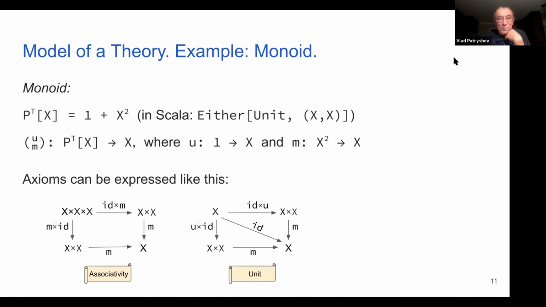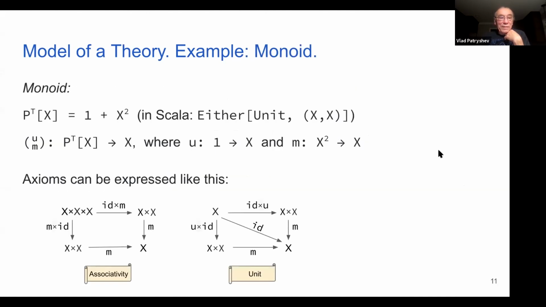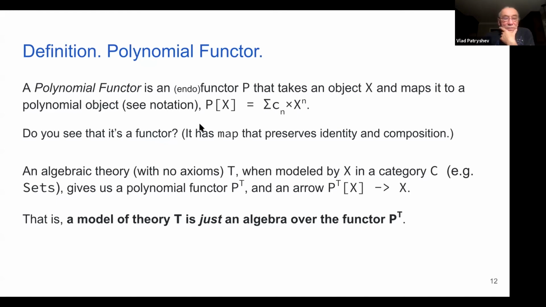Here are examples of polynomial functors: 1 plus x squared, and anything. If you don't see that it's a functor, it can be just an exercise, but it has a map, a natural transformation that preserves identity and composition. So it's up to you to check.